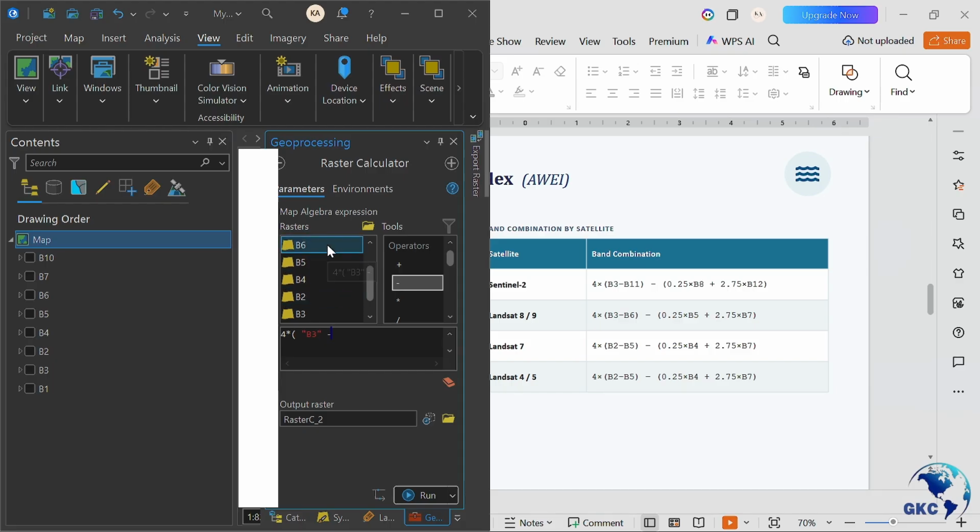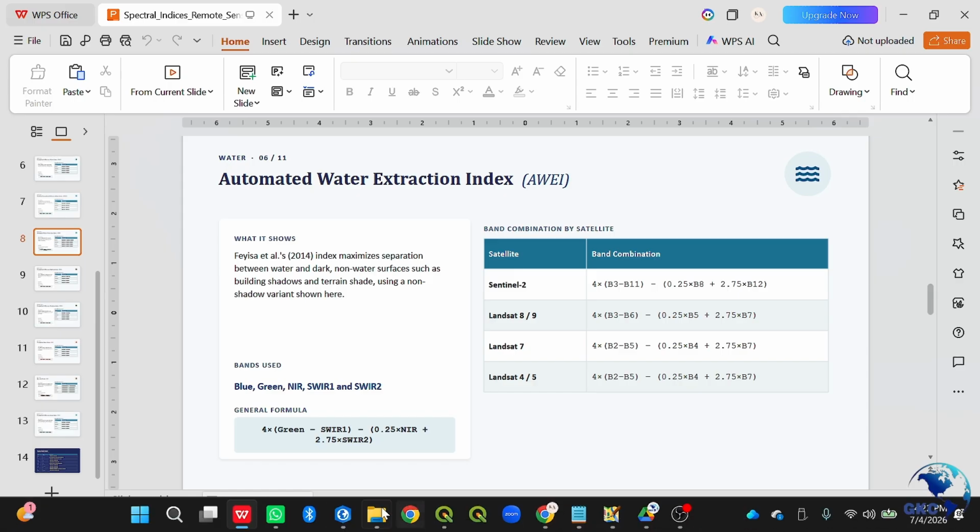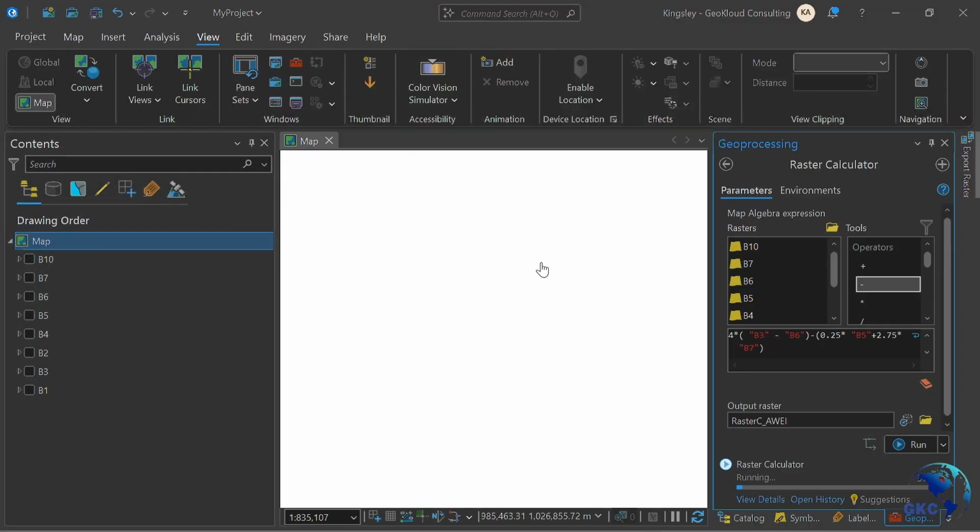minus band 6 bracket close, minus bracket open 0.25 multiplied by band 5 plus 2.75 multiplied by band 7 bracket close, and I'll run that. AWEI, that's the automated water extraction index. Let's see what the result looks like.